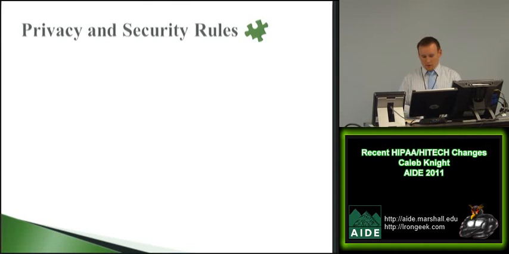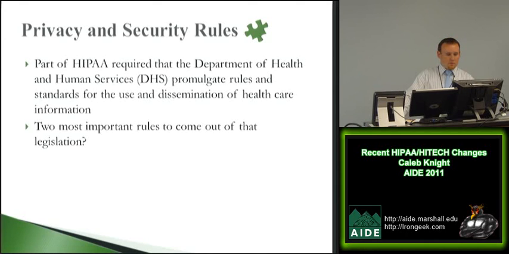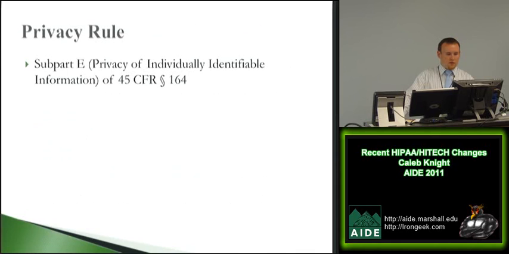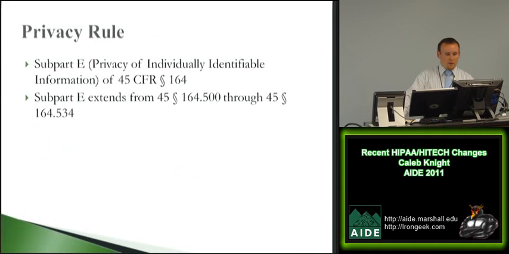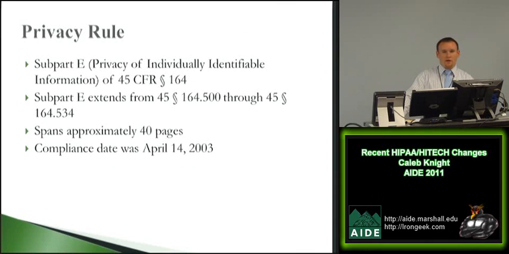Now, when HIPAA was originally enacted in 1996, there was a provision that rules would have to be promulgated by the Department of Health and Human Services. And two of those rules, and the two most important of those rules, are the privacy rule and the security rule. The privacy rule, found in Subpart E, covers around 40 pages, and the compliance date was back in 2003. So it actually came about quite a while after the 1996 enactment of HIPAA.